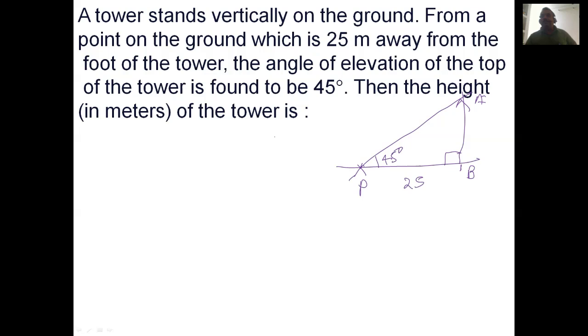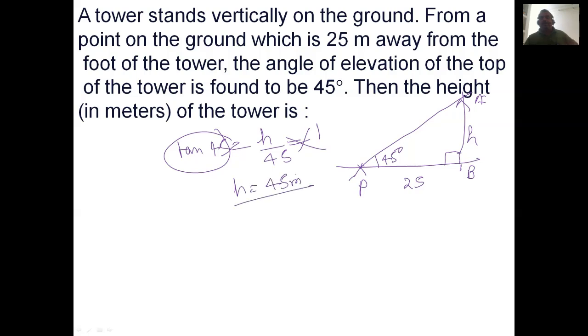So it is very easy. We can use that tan 45 is equal to, suppose the height of the tower is h, h upon 25, and since we know the value of tan 45 is 1, so we will write 1, then cross multiplying we will get that h is equal to 25 meter. So it is a very easy question. So it was a bare revision.